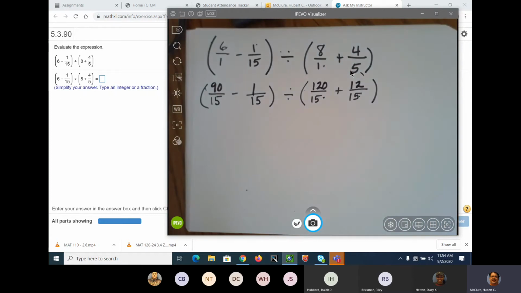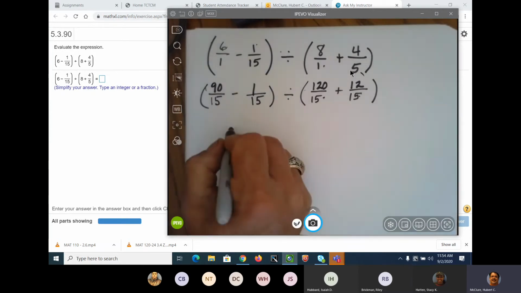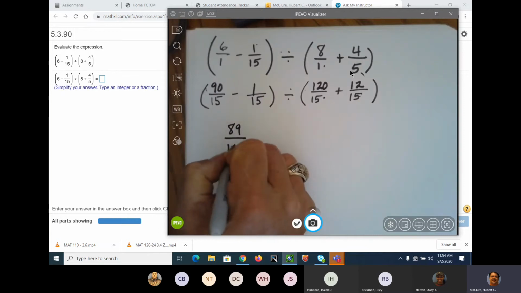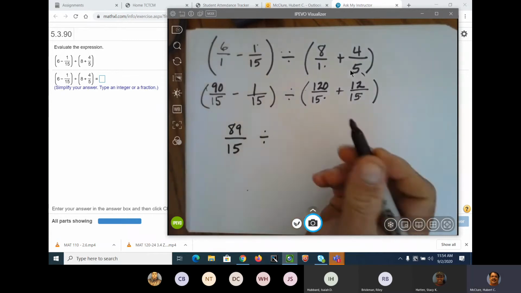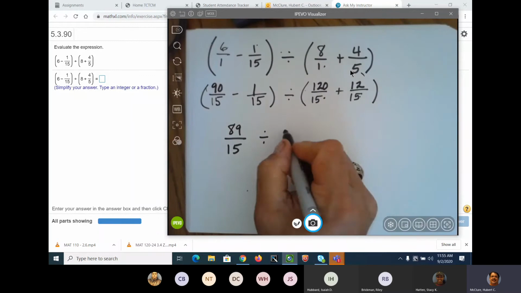Now, I need somebody to check and make sure 6 times 15 is 90, and 8 times 15 is 120. That last one I don't need you to check. I know that 5 will go into 15 3 times, and 3 times 4 is 12. But do 90 and 120 check out okay? Yes, sir. Okay. So 90 minus 1 is 89 over 15, divided by 132 over 15.